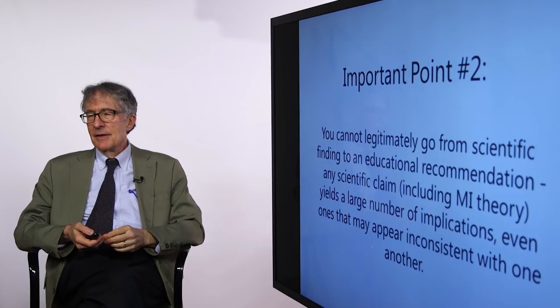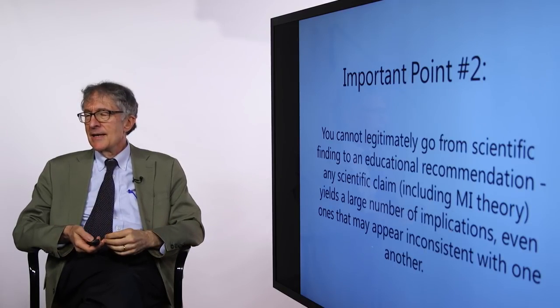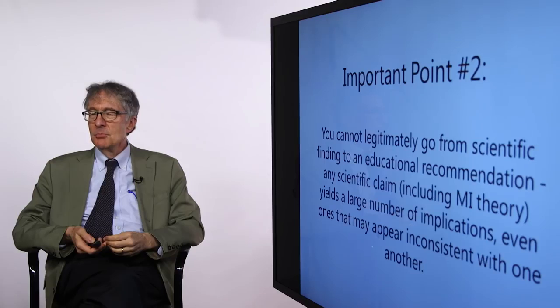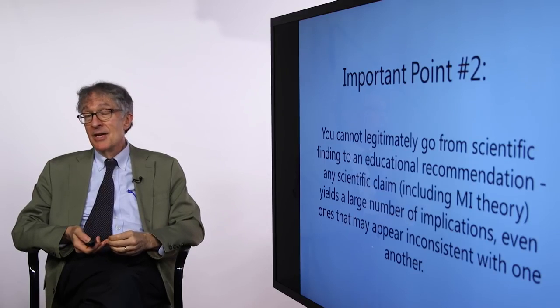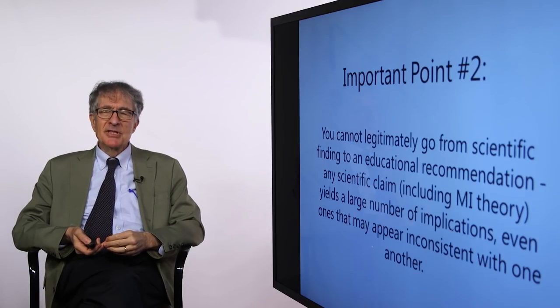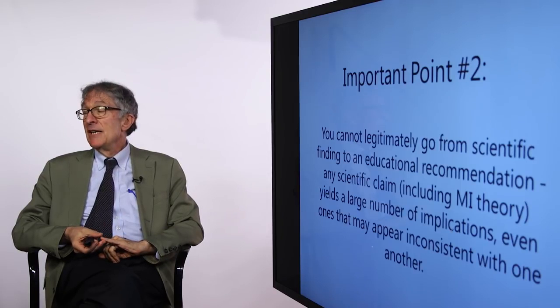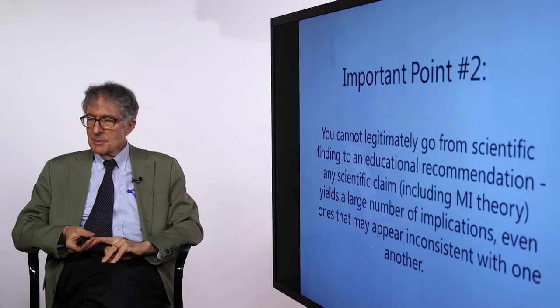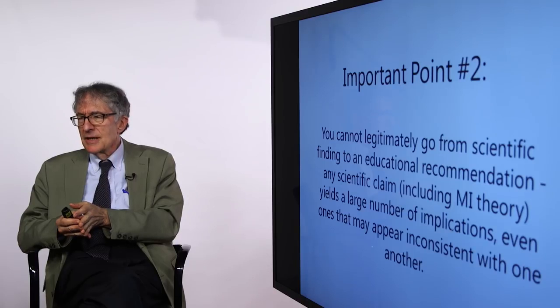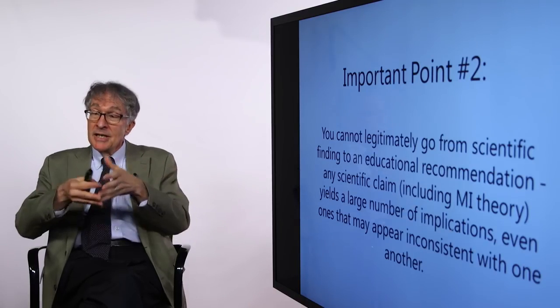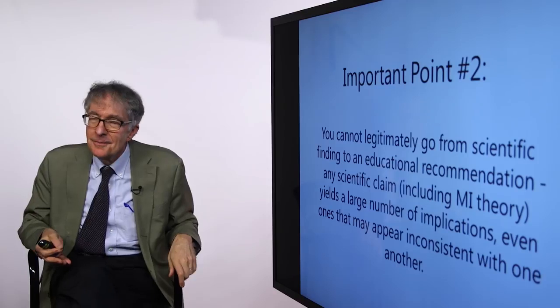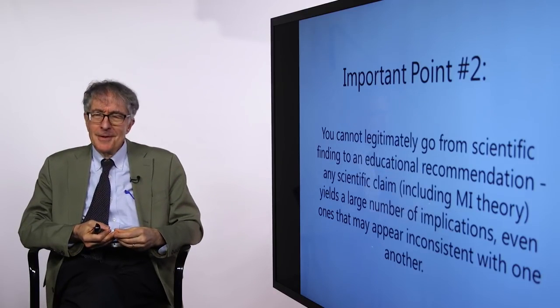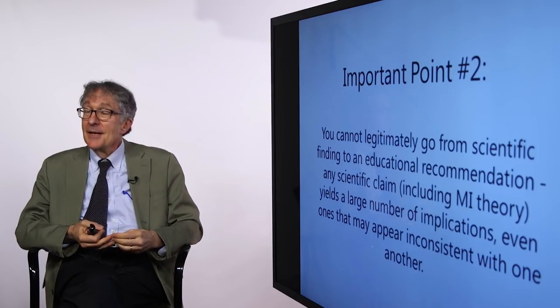So let me use MI theory. Let's say Gardner's right and everybody's got 8 intelligences. What does that mean you should do? When I put out the theory, I didn't have educational ideas myself, but some people said, oh, 8 intelligences, we need to teach 8 different topics. 8 intelligences, oh, we need to teach everything 8 different ways. 8 intelligences, we need to put all the kids who are strong in one intelligence together. 8 intelligences, we need to put kids with different intelligences together. Those all follow from the scientific claim that we have 8 intelligences.